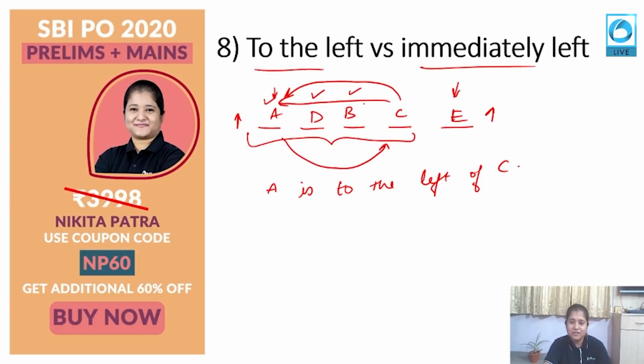But let's understand what is the meaning of immediately left. That is the neighboring left, उसके just बगल में. So B is to the immediate left of C, D is to the immediate left of B, A is to the immediate left of D, and C is to the immediate left of E. That means they have to be neighboring each other. ठीक है, so right का भी इसी तरह से होता है. That is D is to the immediate right of A, B is to the immediate right of D, C is to the immediate right of B, and E is to the immediate right of C. I hope this is clear.